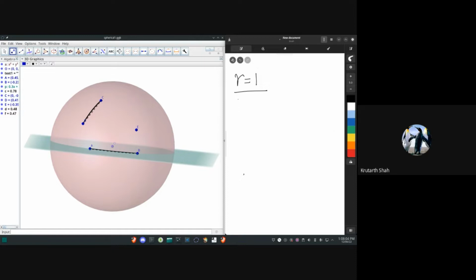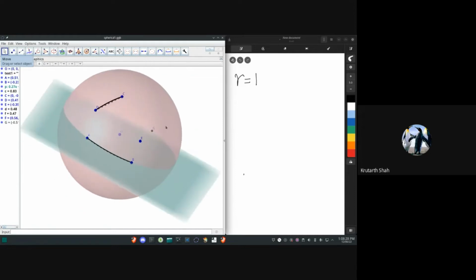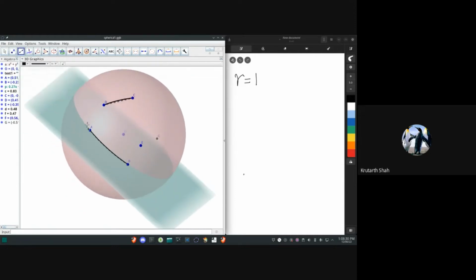Also, just a small definition. If you have a point A, its antipode is defined to be the diametrically opposite point. That is, where the line AO meets the sphere for the second time is defined as the antipode. For example, the south pole is the antipode of the north pole since they are diametrically opposite to each other.